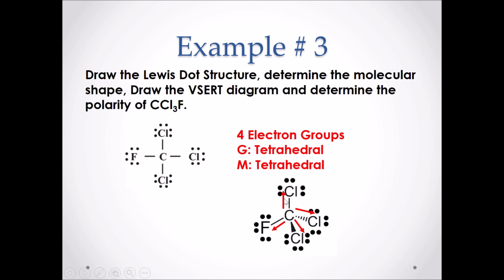Now, all of these bonds are counteracting each other, but not perfectly, and that's because they are different atoms. These chlorine bonds are not counteracted perfectly by the fluorine bond. Therefore, this is still an asymmetrical molecule. This is going to be a polar molecule.